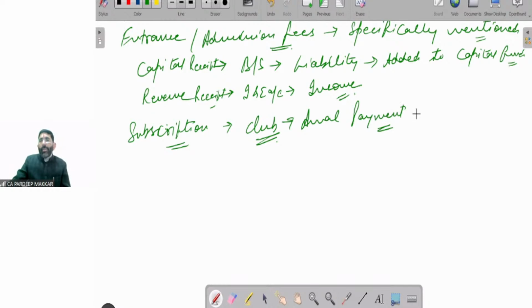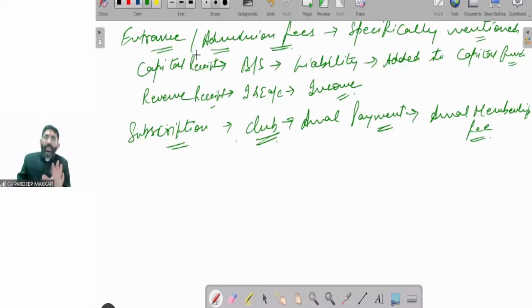This is just like your membership fee, annual membership fees. So this is an income for this NGO or we can say NPO. This is a revenue income. But entrance and admission fees are normally received from every person once in life. Due to that reason, it may be treated as a capital receipt, but it will be specifically mentioned what it is to be treated as. So you need not worry.